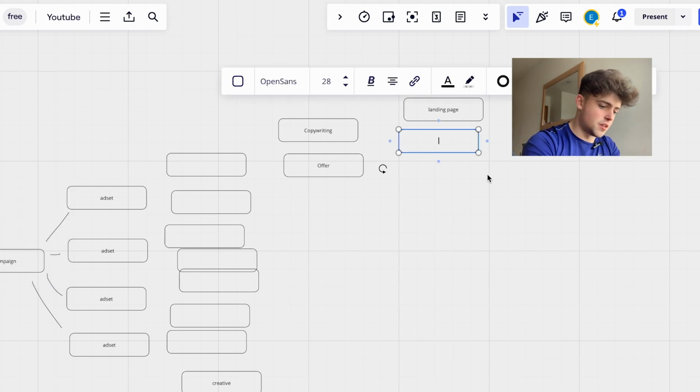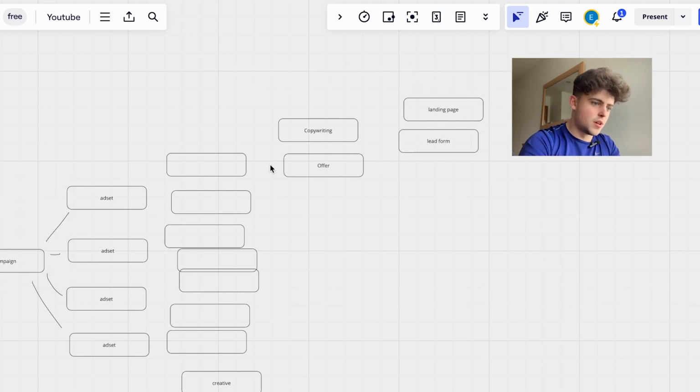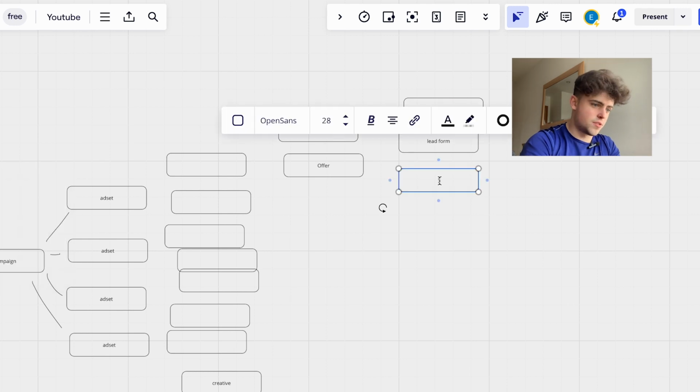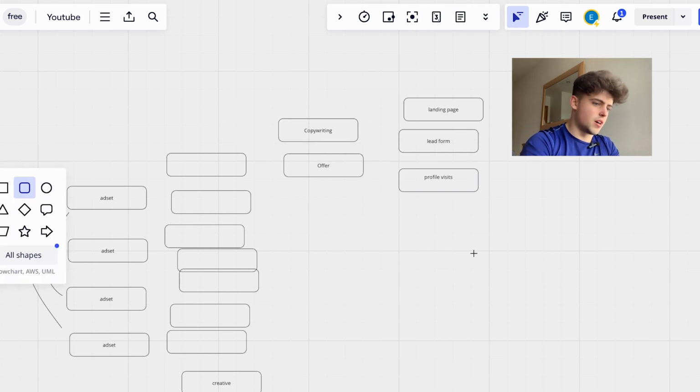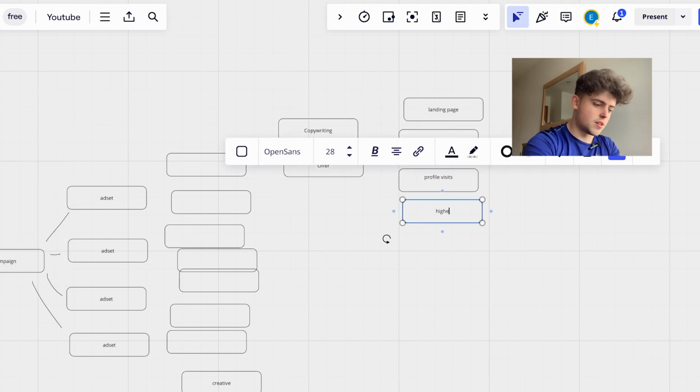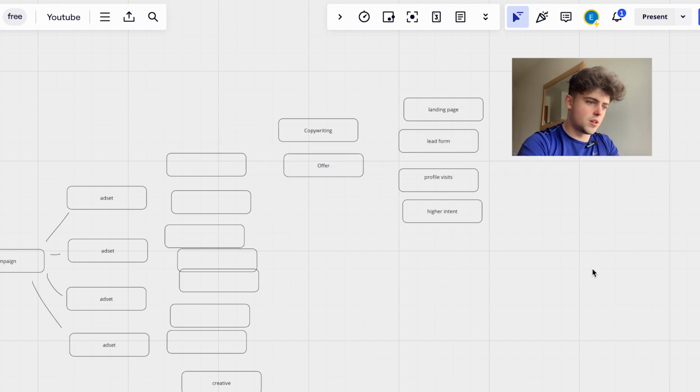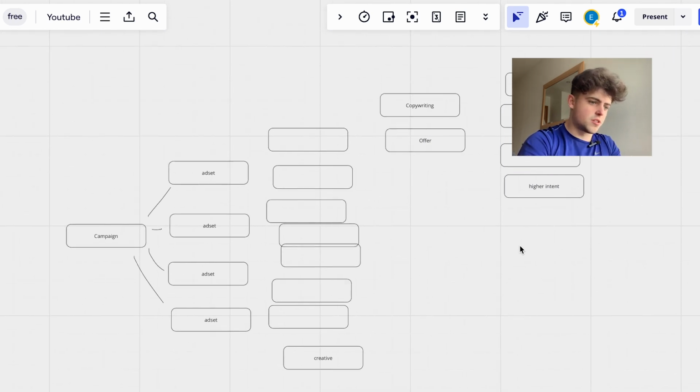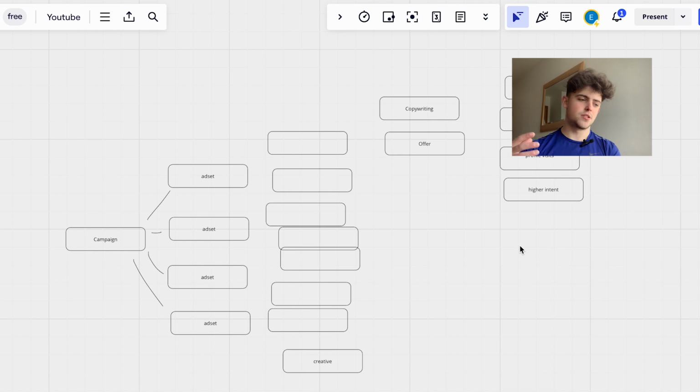You can test the lead form. You can test profile visits. You can test higher intent. These are all at the campaign level, but yeah, the point is that there's an almost endless number of things that you can look to test, to try and find something that works best for the algorithm and for your audience, essentially, to see what gets the best results.